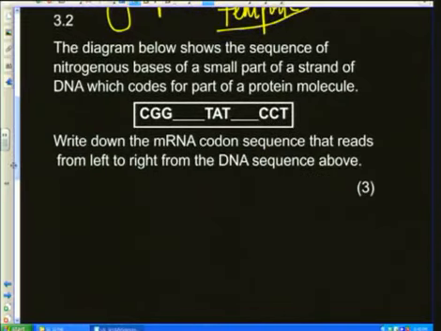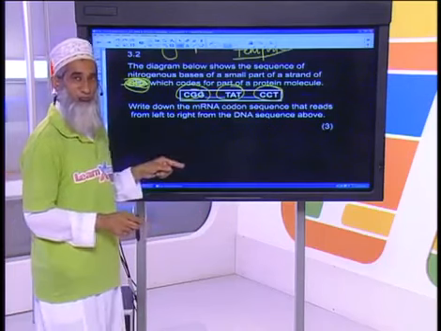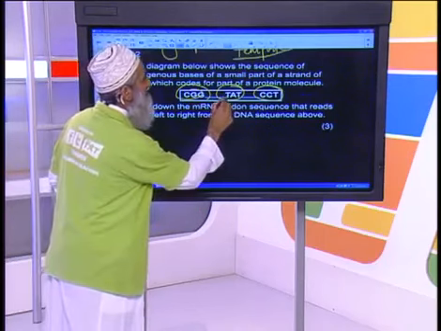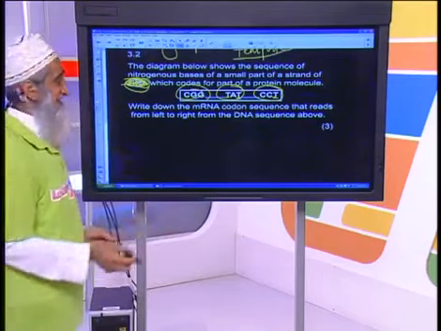The diagram below shows the sequence of nitrogenous bases of a small part of a strand of DNA which codes for part of a protein molecule. So here's the sequence of nitrogenous bases of a small part of DNA, not RNA, but DNA. They're giving you the code there, CGG, TAT, CCT. If they didn't tell you DNA, why is it obvious that that's DNA? Because it has T. RNA does not have T. Remember that, that's something that you need to know.